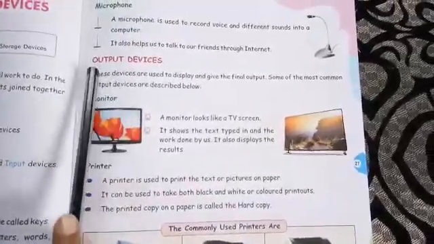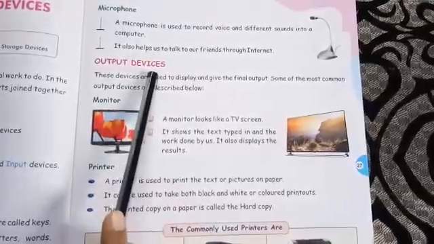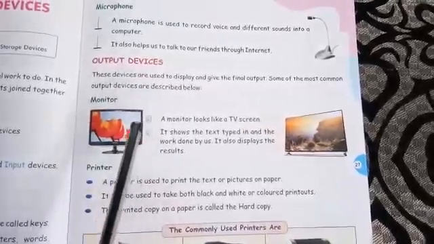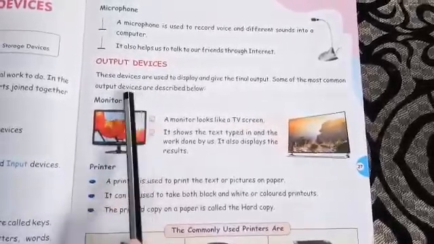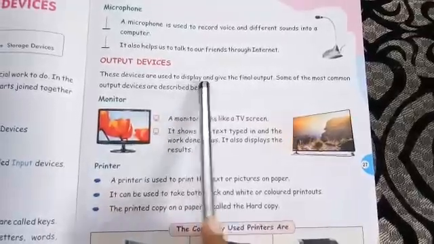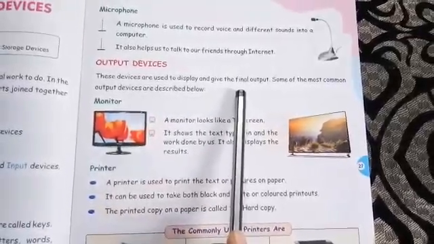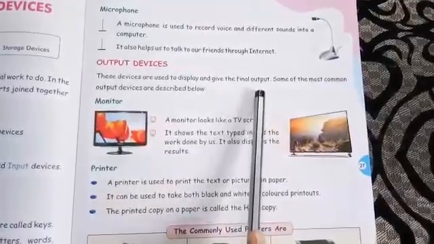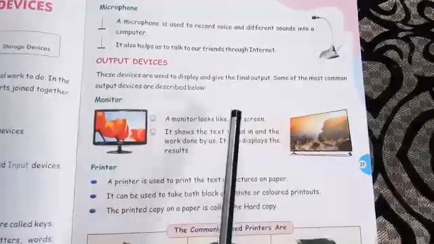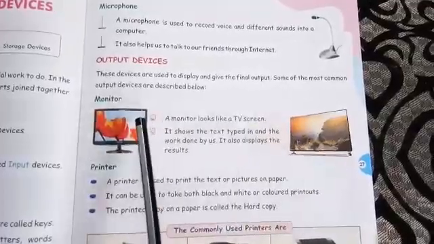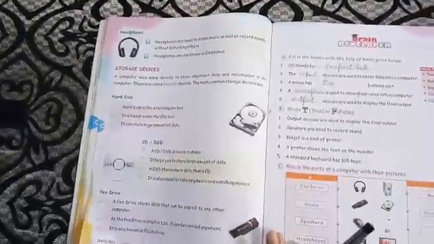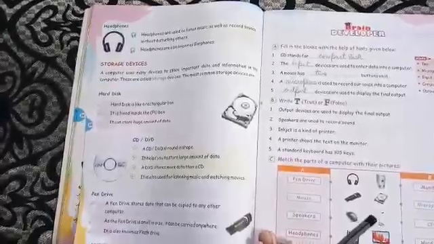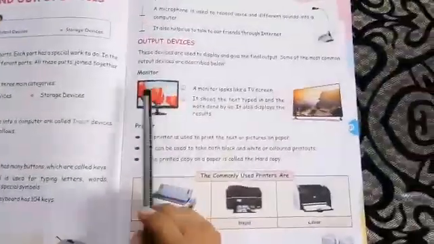Now children, let us study about output devices. What are output devices? The devices through which results are displayed and we see the results are called output devices. Some of the common output devices are monitor, printer, speakers, headphones. Now let us study one by one the uses of these.